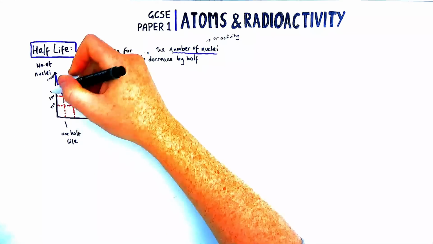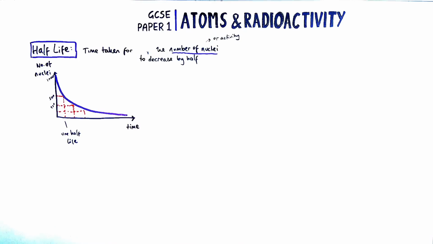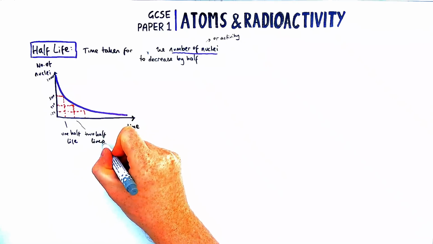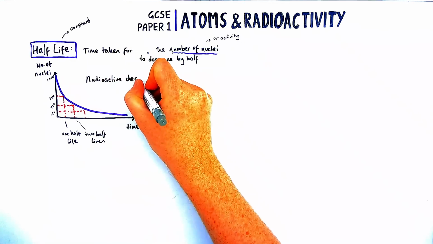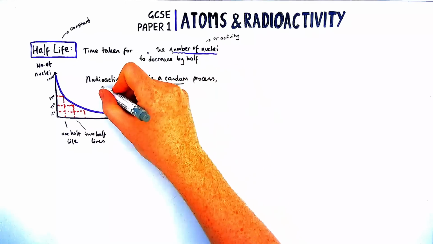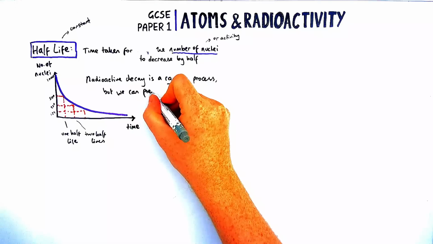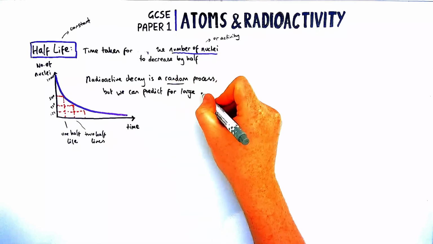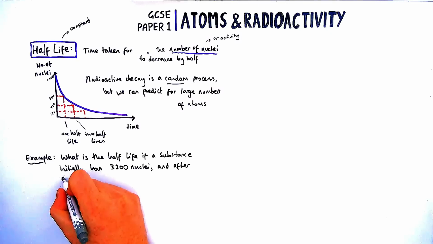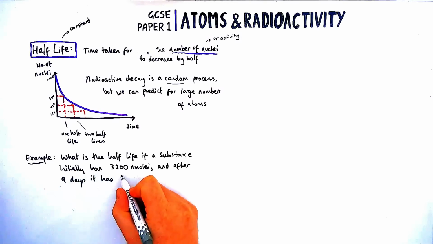Now we should notice every time the number of nuclei halves, so 500 to 250, 250 to 125, it should take the same amount of time to halve, so the half-life is constant. So in this way we can actually make it all predictable. It's a random process, but we can predict for large numbers of atoms how many might decay in a certain time frame. So let's look at a couple of examples, because these are the kind of questions that can often catch people out.